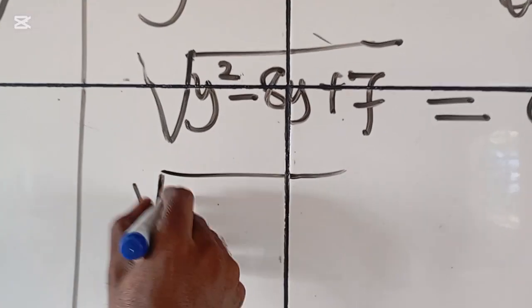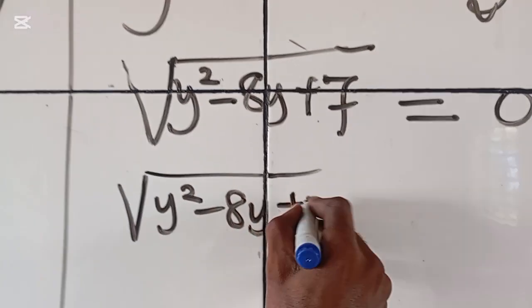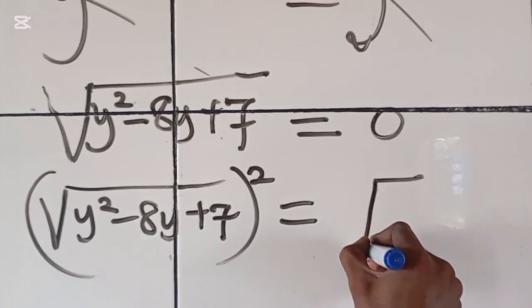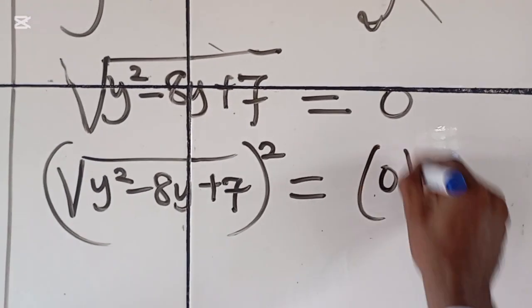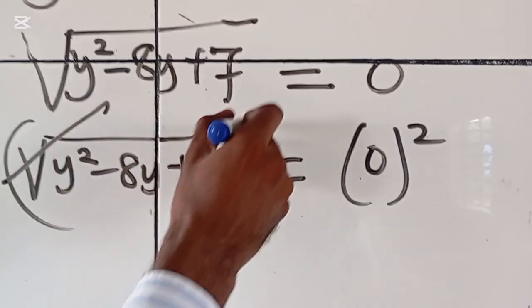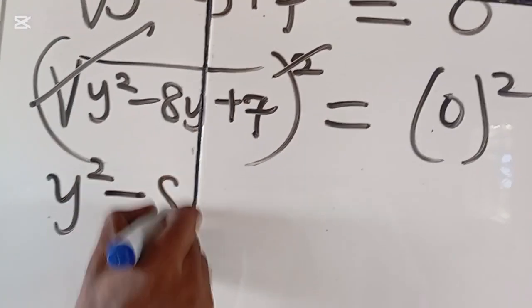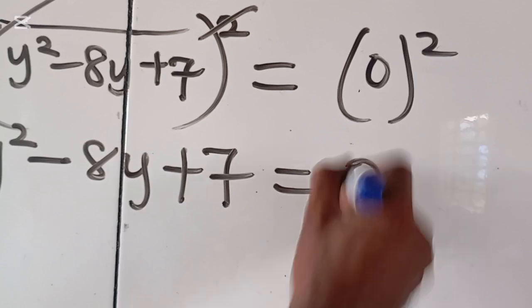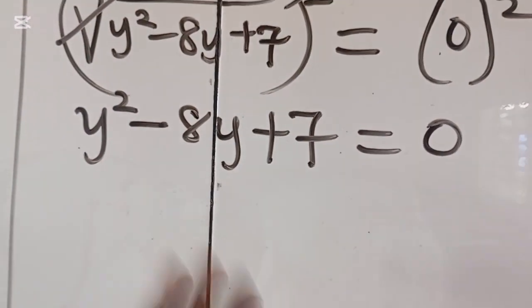No problem. To remove this root, I will square both sides. y squared minus 8y plus 7, I will square this side. I will now square this side too, 0 squared. The square root cancels the 2. We have y squared minus 8y plus 7. What is 0 squared? That is 0. This is quadratic equation. I have to do it sharp.